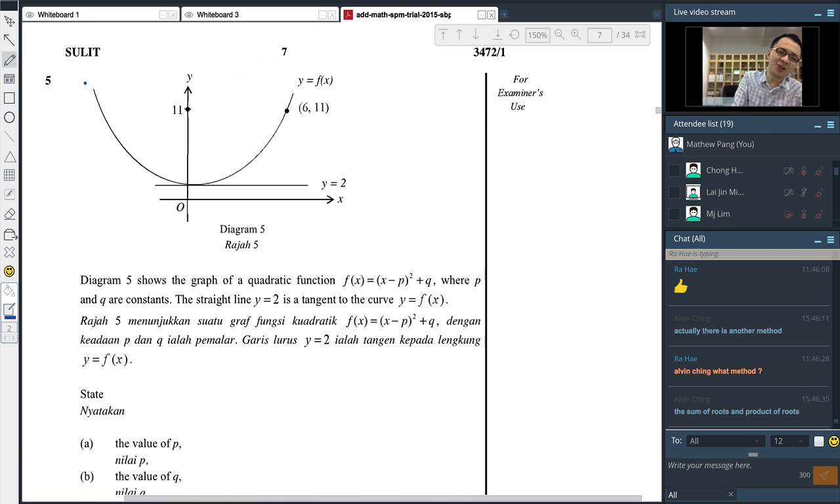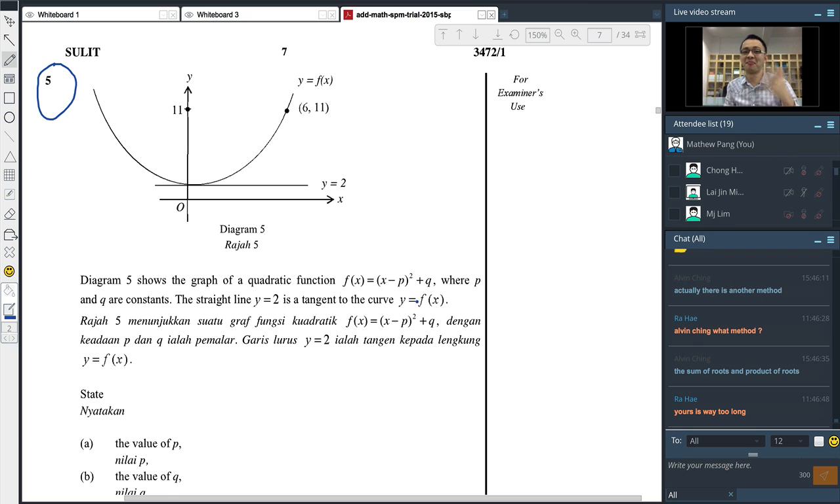Alright, for this question, I think the diagram itself has some problem. The diagram is very not to scale, because the diagram is actually very confusing. But anyway, let's have a look at this question. Diagram 5 shows the graph of the quadratic function, where p and q are constants.